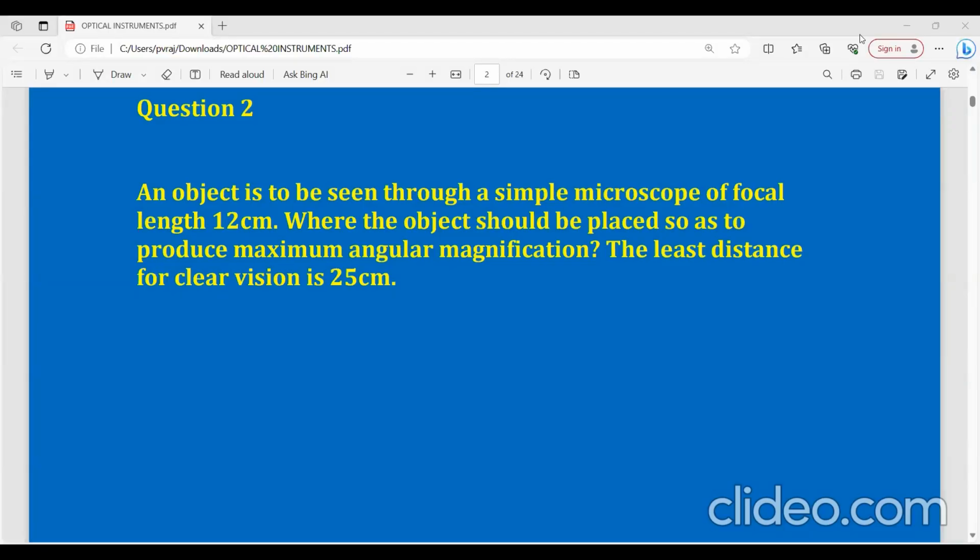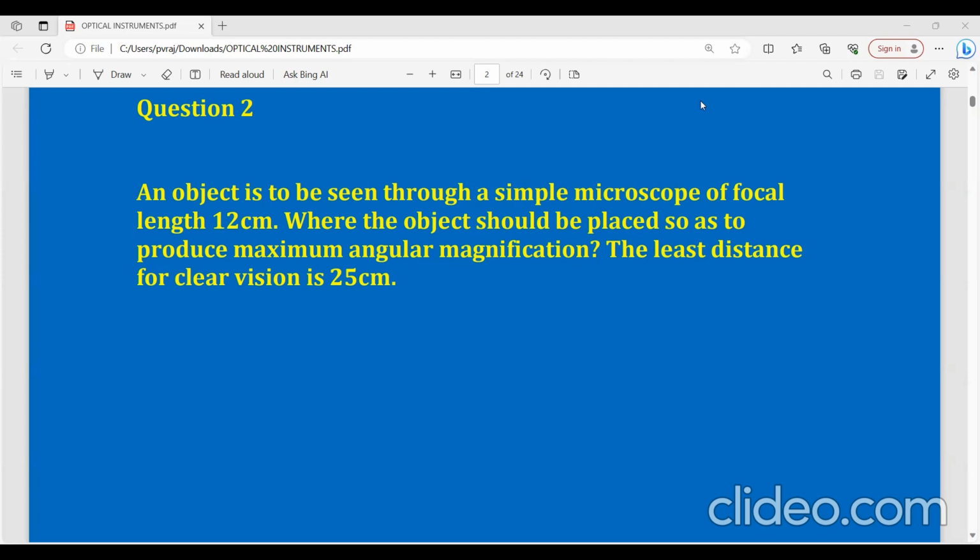Now question number 2. An object is to be seen through a simple microscope of focal length 12 centimeters, where the object should be placed so as to produce maximum angular magnification. The least distance for clear vision is 25 centimeters. And here, what type of instrument was used? Simple microscope. And we know that simple microscope is nothing but a single convex lens. A simple single convex lens.